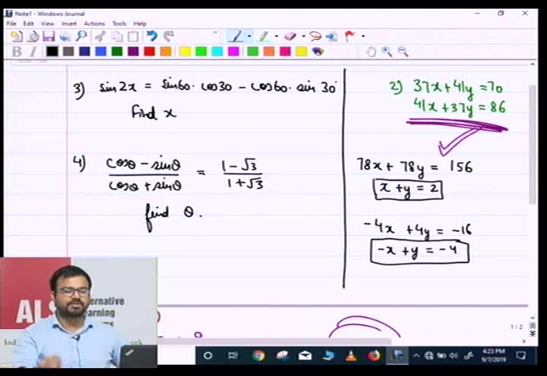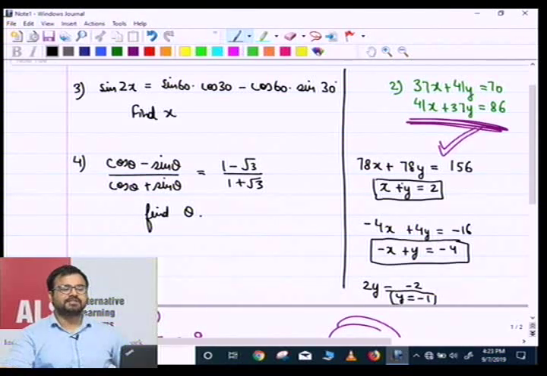So just add both the equations. When you add, you get 2y is equal to minus 2. So y is equal to minus 1. And if y is equal to minus 1, x will be equal to 3.